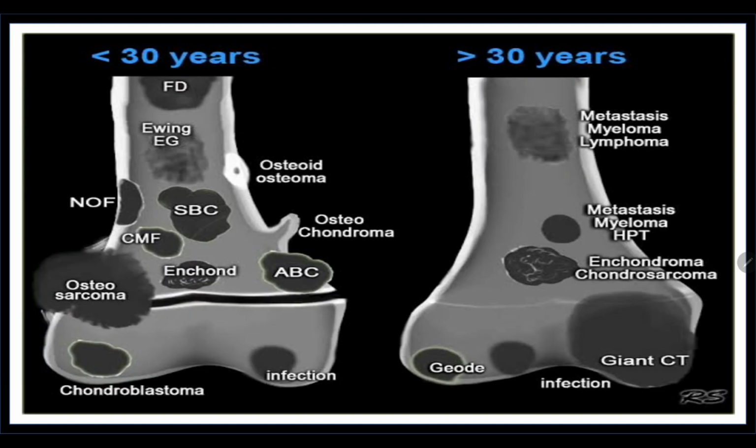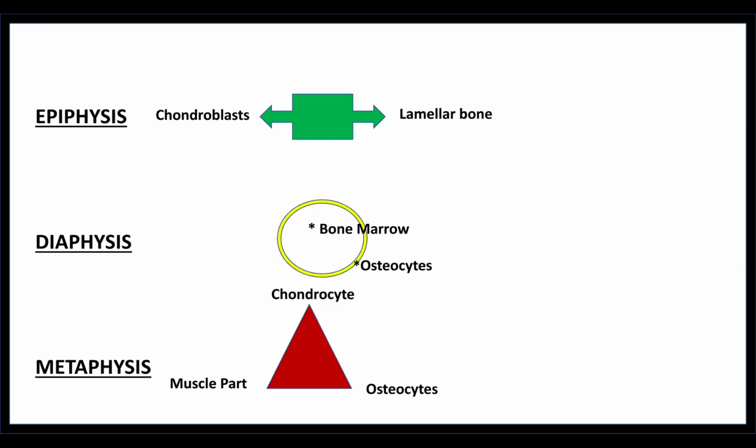Next, we come to the long bone tumors. In order to remember this, we have divided into epiphysis, diaphysis, and metaphysis. In epiphysis, we'll remember just it has a chondroblast to lamellar bone formation, chondroblast and bone. In diaphysis, it is the osteocyte, and in between we have the medulla, within which we have the bone marrow. At last, in metaphysis, we'll consider three components: M for M, that is the muscular component, then the chondrocyte and the osteocyte.